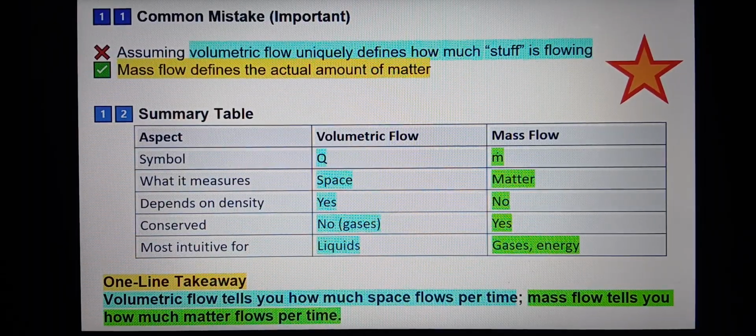Here's a one-line takeaway. Volumetric flow tells you how much space flows per time. Mass flow tells you how much matter flows per time.